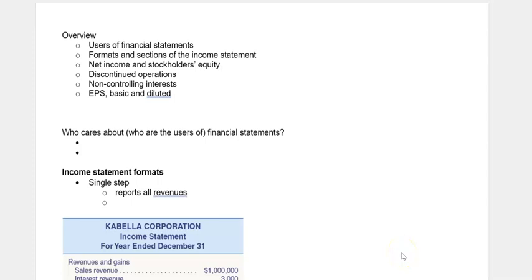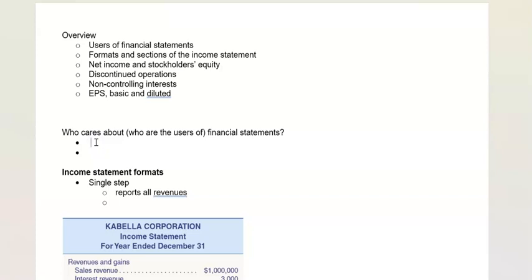This video covers the income statement. The specific sections are the users of the financial statements, particularly the income statement, the formats and sections of the income statement, net income and its relationship to stockholders' equity, discontinued operations, non-controlling interests, and earnings per share. Let's start with who cares about the income statement.